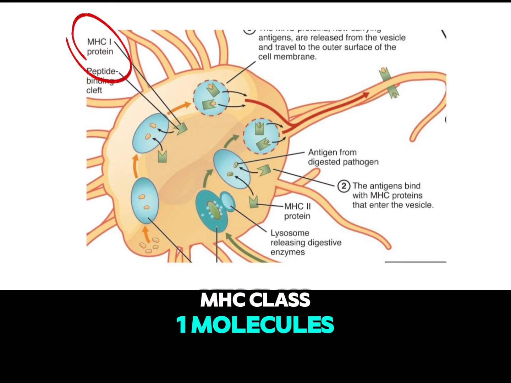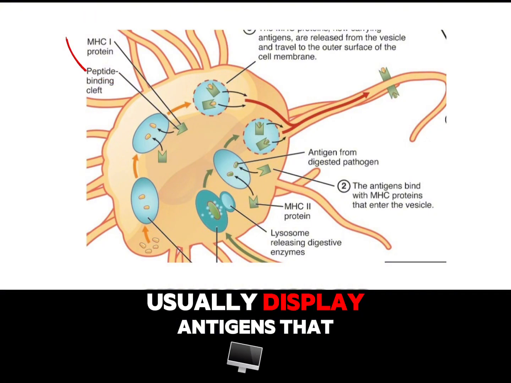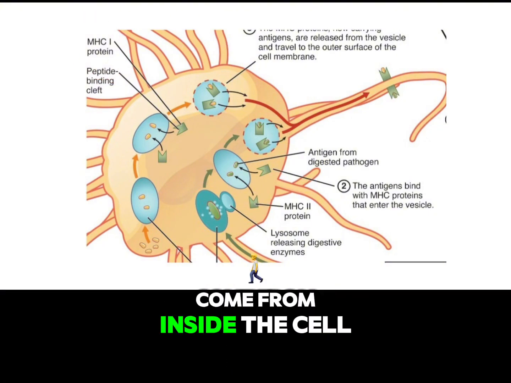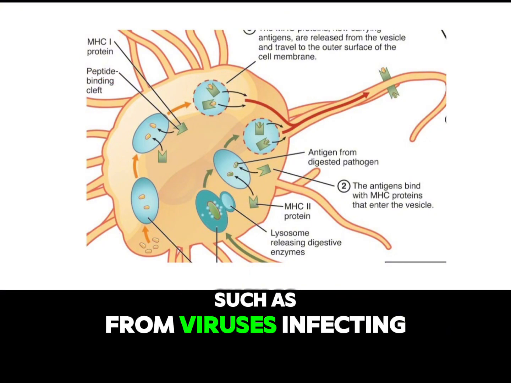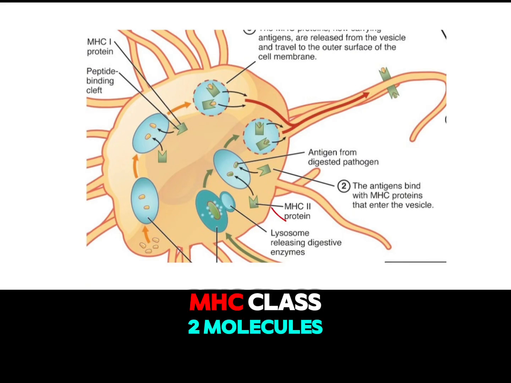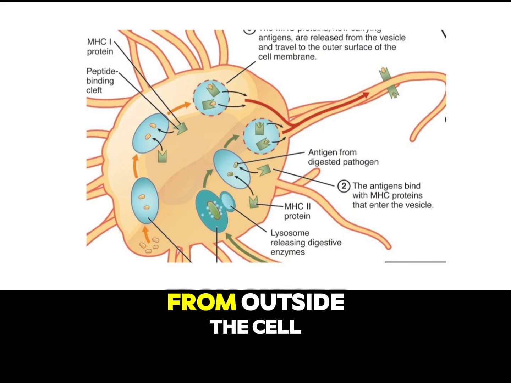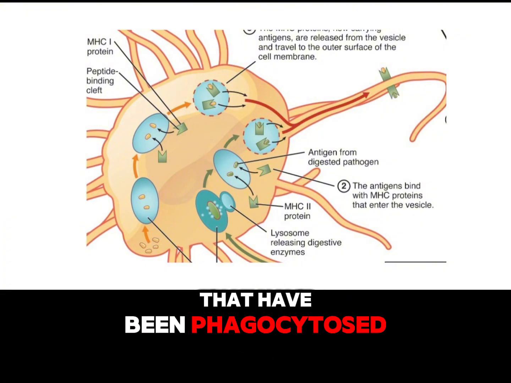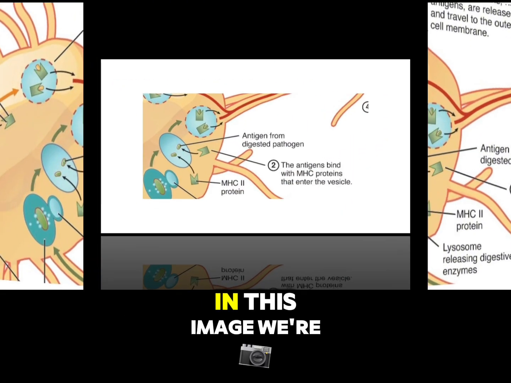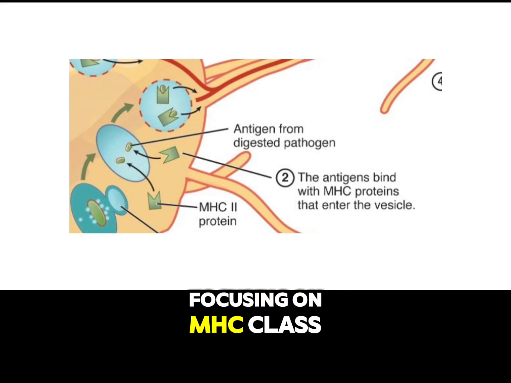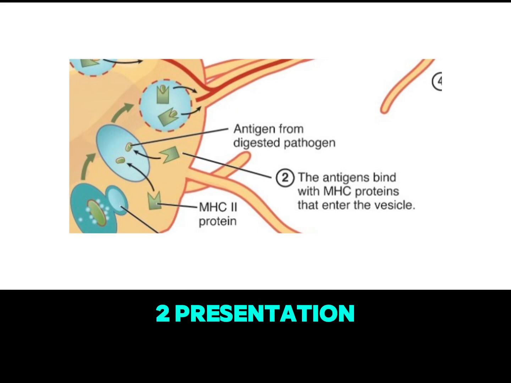MHC class 1 molecules usually display antigens that come from inside the cell, such as from viruses infecting the cell. MHC class 2 molecules display antigens that come from outside the cell, like bacteria or debris that have been phagocytosed and digested. In this image, we're focusing on MHC class 2 presentation.